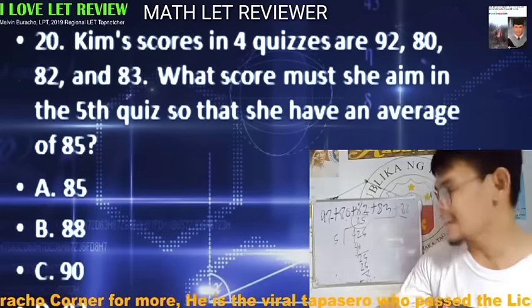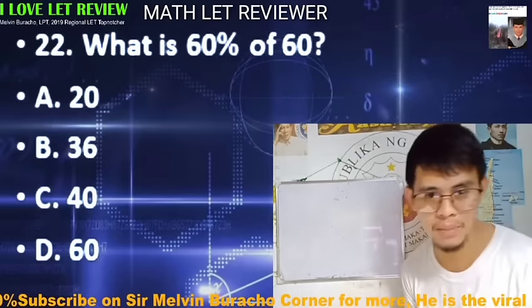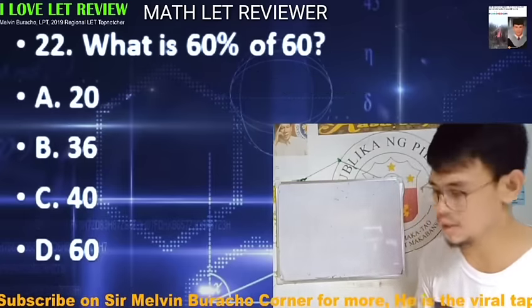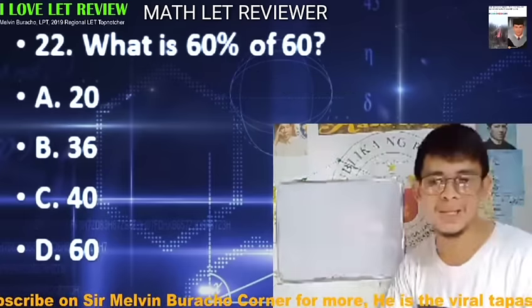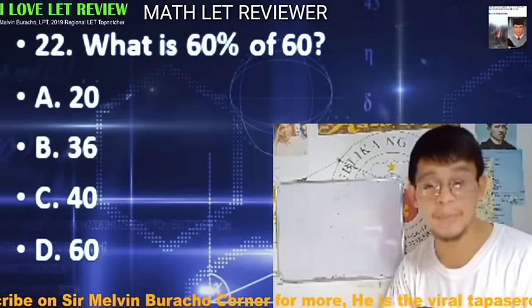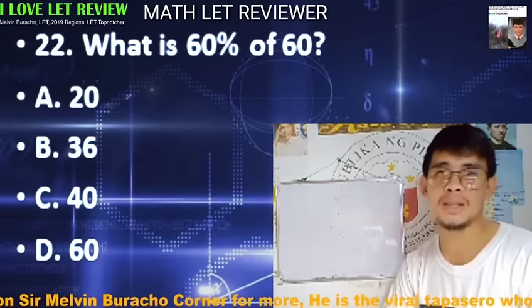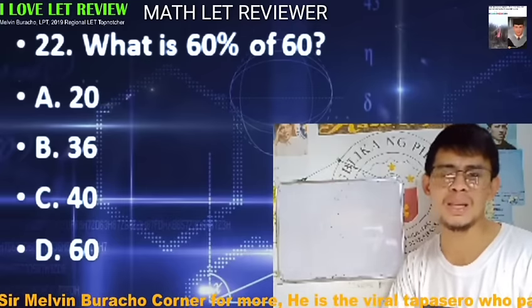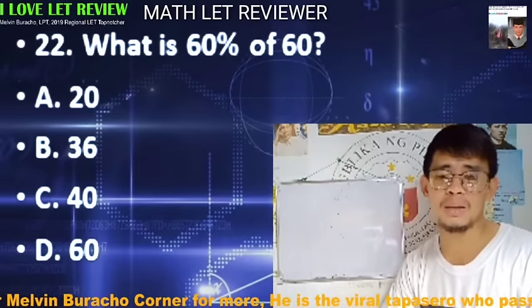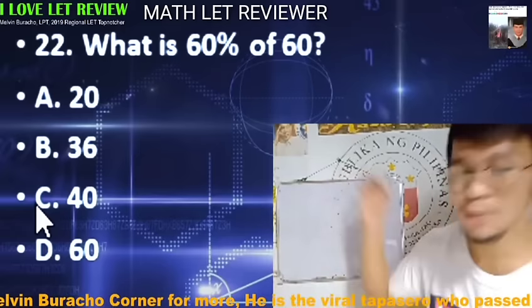Self-made formula. Okay? So, let's go to number 22. Madali lang po ito. Number 22, what is 60% of 60? Lagi po itong tinatanong sa board examination. Okay? What is 60% of 60? What is 25% of 9? What is 36% of ano? Okay? Sige. So, paano ba ito gagawin?